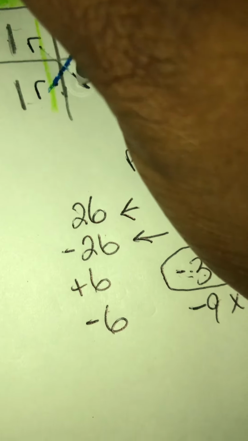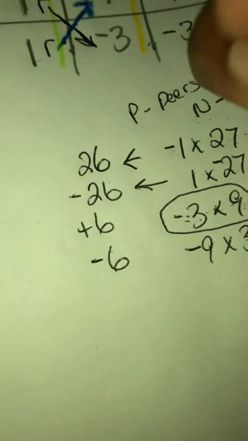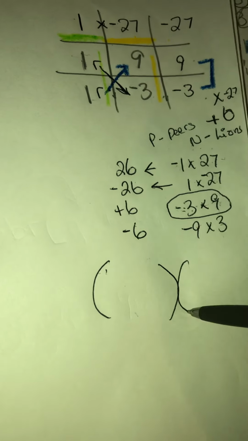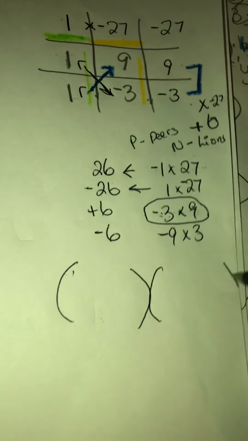And I really can't find these colors. Okay, I'll just use the pen. And then this one goes to this one. So when I write my binomial, I'm looking at the crisscross to be able to see what my answer is going to be.